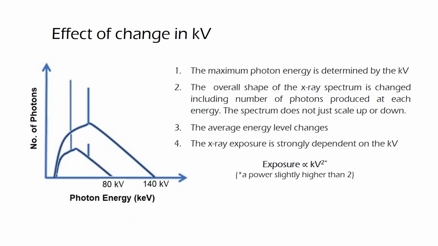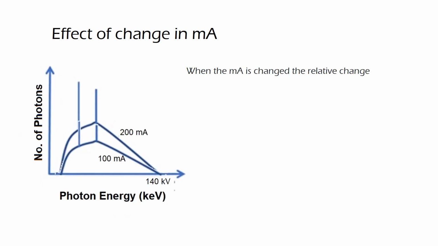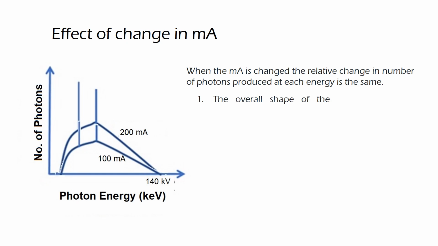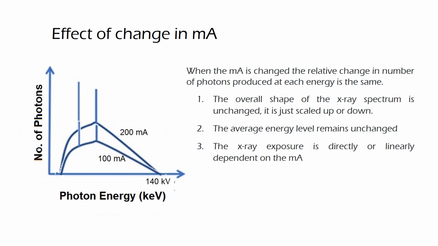Now let us see the effect of change in mA. Effect of change in mA. When the mA is changed, the relative change in the number of photons produced at each energy is the same. The overall shape of the X-ray spectrum is unchanged, it is just scaled up or down. The average energy level remains unchanged. The X-ray exposure is directly or linearly dependent on the mA.